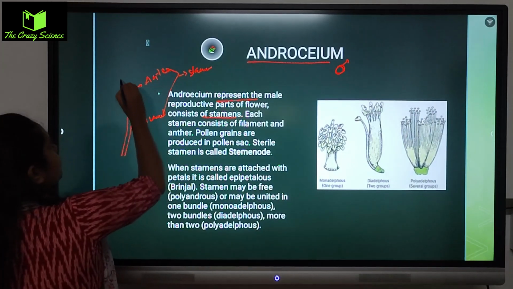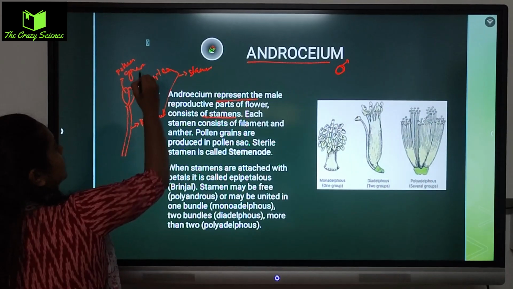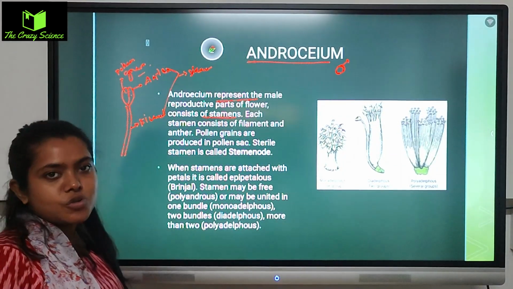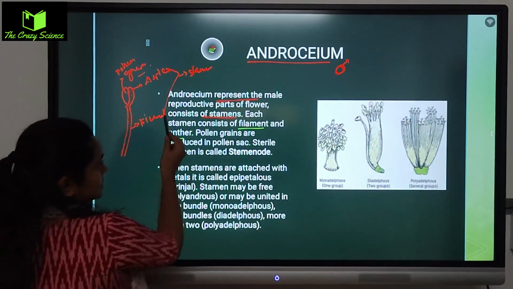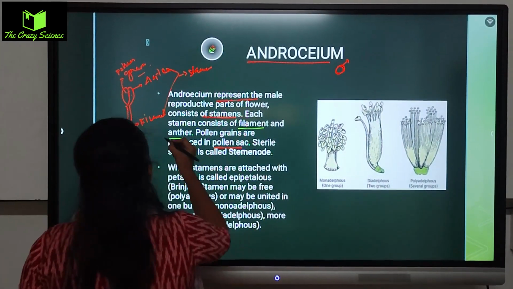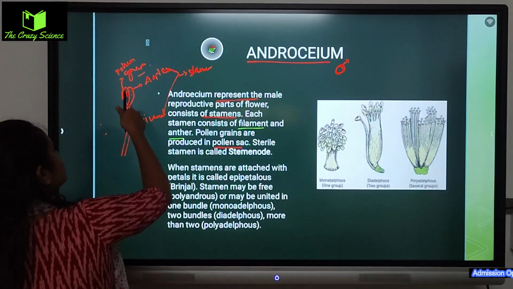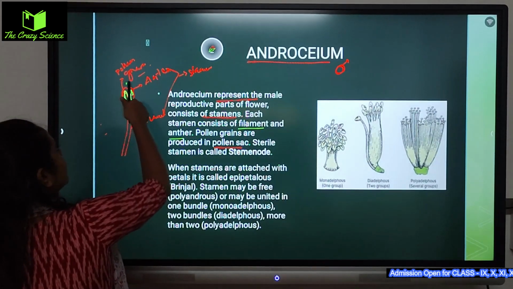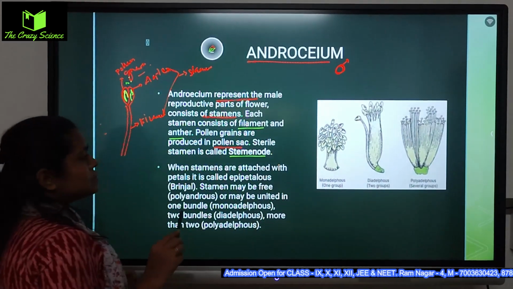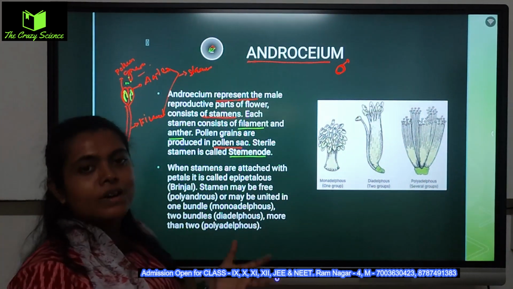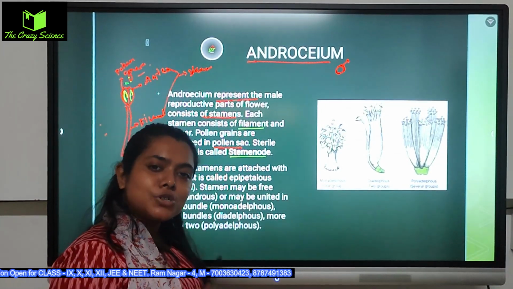From that part pollen grains will be formed, and the pollen grain is the male gamete responsible for sexual reproduction. Each stamen consists of a filament and anther, as I said. Pollen grains are produced in the pollen sac. The sacs are here, and the pollens are formed here. Sterile stamens are called staminodes. Sterile means stamens that cannot produce pollen grains, unable to do pollination or production.